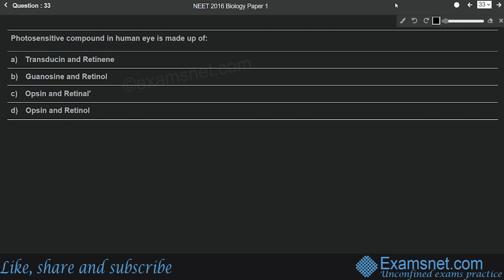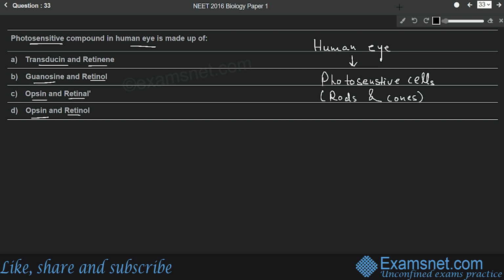Now question number 33 is from the chapter Neural Control and Coordination, and the question is photosensitive compound in human eye is made up of, options are transducin and retinine, guanosine and retinol, opsin and retinal, and opsin and retinol. Okay, so we know that human eye consists of photosensitive cells, right? Let's write it down here. Human eye, it consists of photosensitive cells. And these cells are rods and cones.